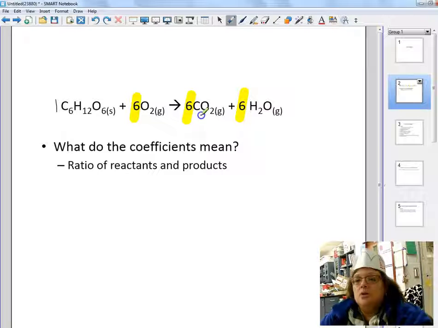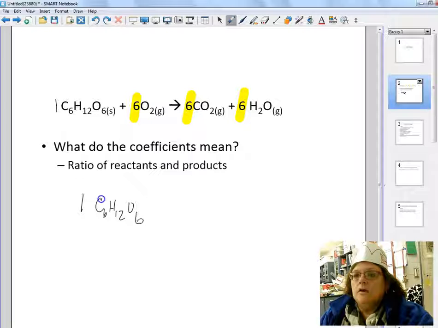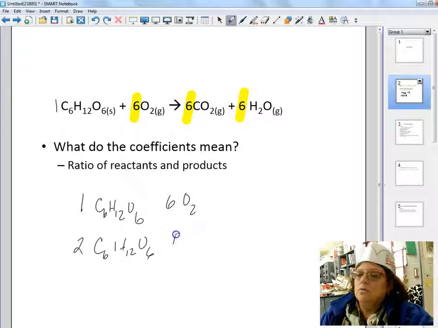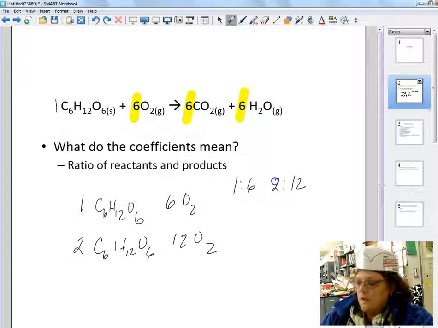And it's a ratio. If we think of these coefficients as ratios, 1 to 6 to 6 to 6. So we know that for every one sugar, we need 6 oxygens. So if we had 2 sugars, how many oxygens would we need? We would need 12. So on and so forth. That's a ratio. Okay, 1 is to 6 as 2 is to 12. You guys have learned that in math.